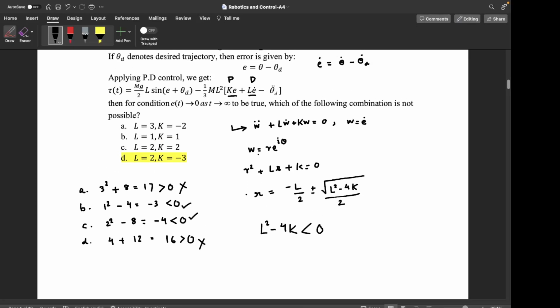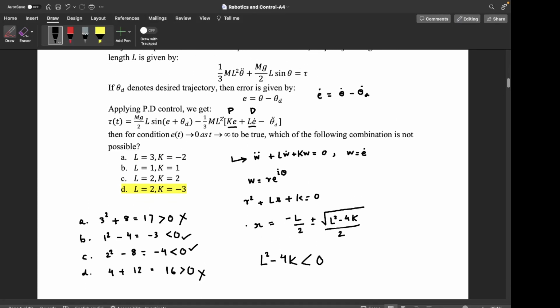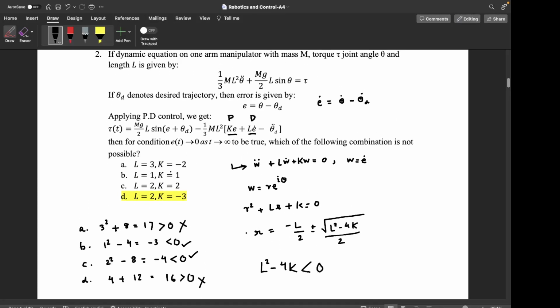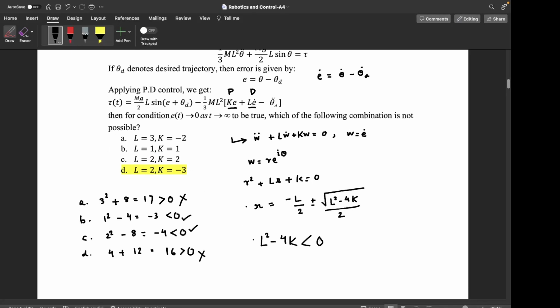Okay, so I would say just verify this type of questions closely and see if there are any other conditions that you need to check other than this condition, this L square minus 4k one, right? So just make sure about that.